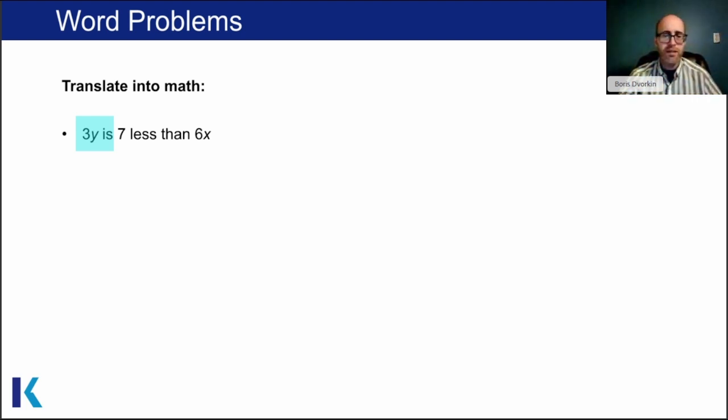Can you let me know in the chat, please, how do I translate just this phrase? 3y is. It is 3y equals. Because 3y is 3y and the word is means equals. And if you didn't know that is means equals, that'd be a good thing to review from the table at the bottom of the PDF that has all of the translations in it.